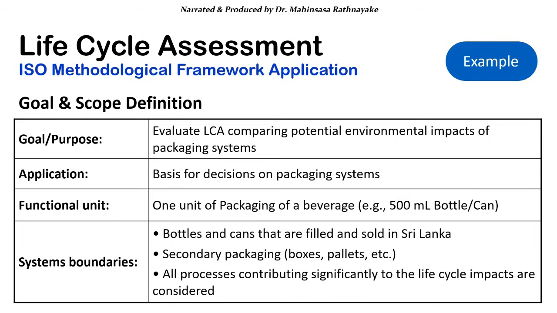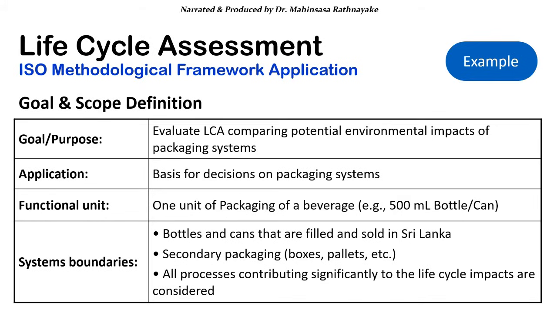Also, functional unit and system boundary must be clearly specified. In this case, the functional unit can be 1 unit of packaging of a beverage, because we know that these bottles or cans are used for beverage packaging. So here the product is a beverage. This beverage could be soft drink or beer as an example.